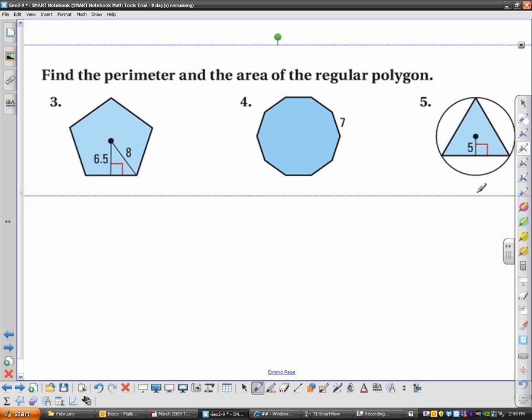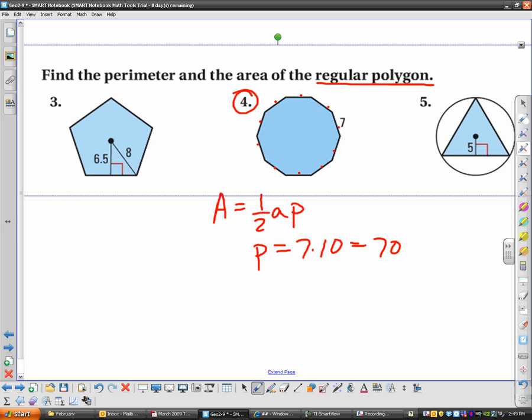Okay, let's go ahead and look at number 4. This is a regular polygon, so the area is going to be 1/2 times apothem times perimeter. So perimeter, we have 1, 2, 3, 4, 5, 6, 7, 8, 9, 10 sides. So the perimeter is 7 times 10, or 70, but we need to figure out the apothem.